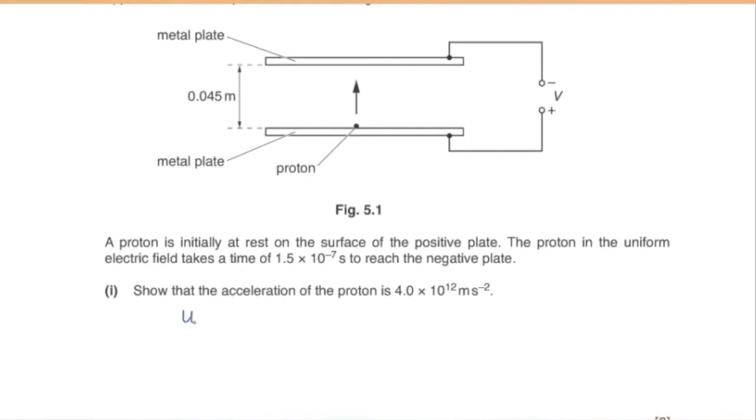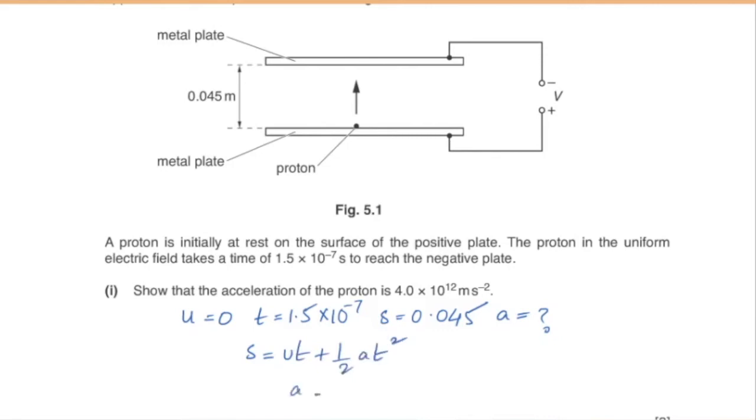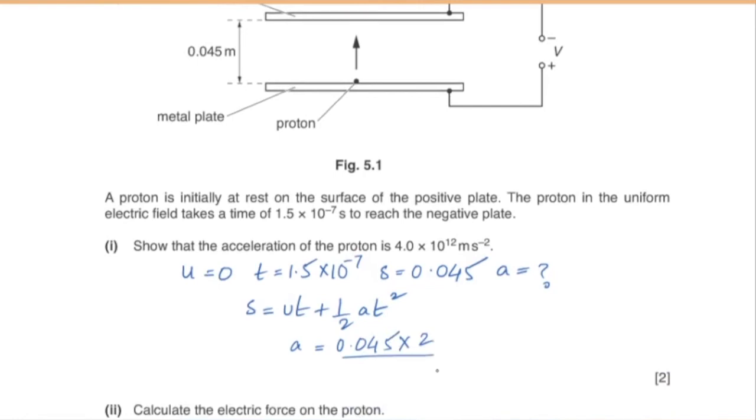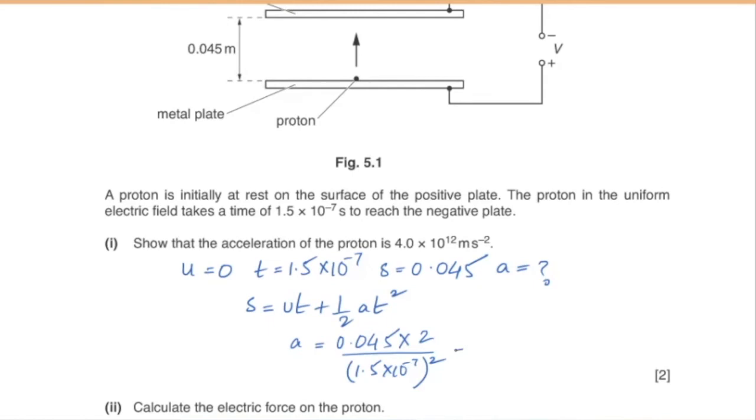So the initial speed of the proton is 0. The time it takes to travel from the positive plate to the negative plate is 1.5 into 10 to the power of -7, and the distance it covers in between is 0.045 meters. And we are supposed to find the value for the acceleration. So we can use the formula s equals ut plus 1 by 2 at squared, where acceleration is equal to displacement that it travels multiplied by 2 divided by the square of the time it takes to travel between these two charged plates. So the acceleration is 4 into 10 to the power of 12 meters per second squared.